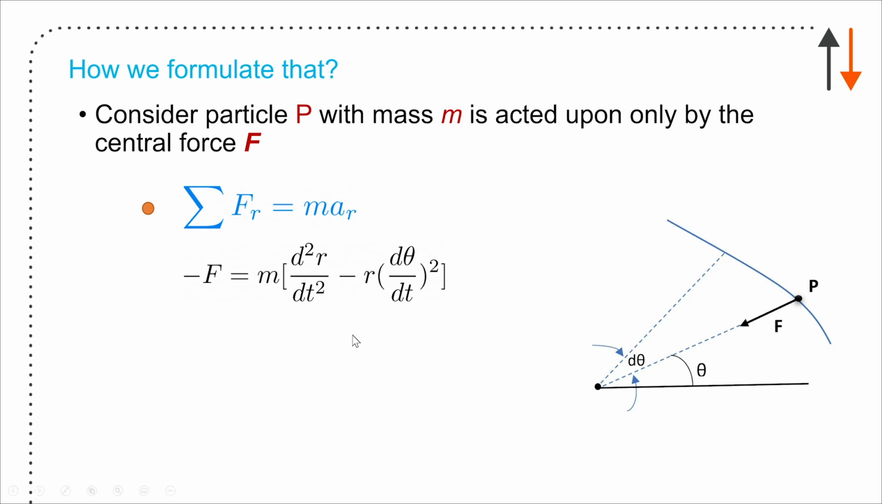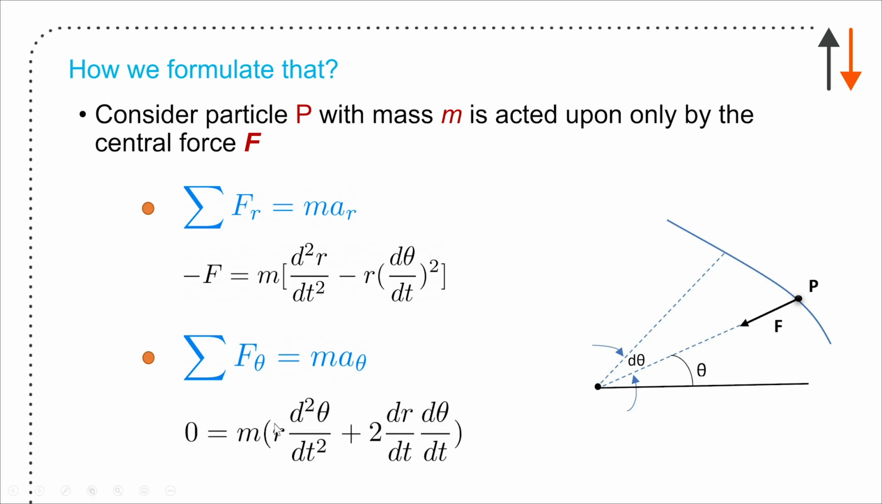The same scenario applies for the theta direction. The summation of forces in the theta direction will be equal to m a_theta, and again in cylindrical coordinates we can write it as this. The point here is it's a central motion, which means that we don't have any force in the theta direction. Therefore, the summation of forces in the theta direction will be 0.